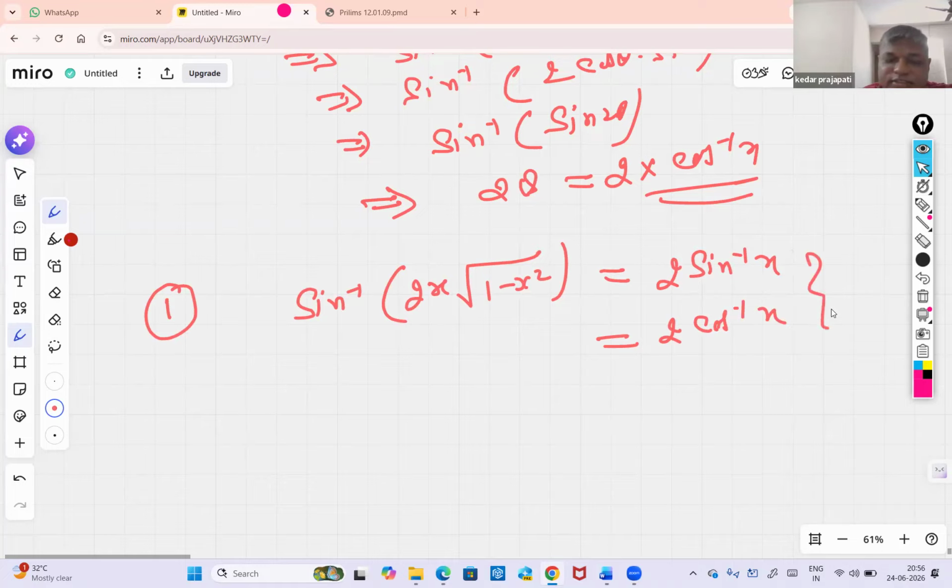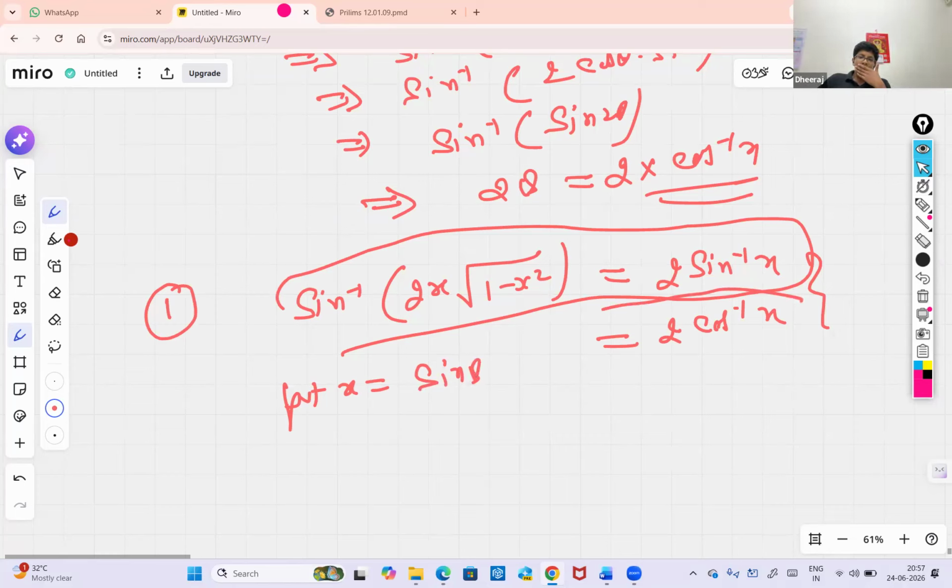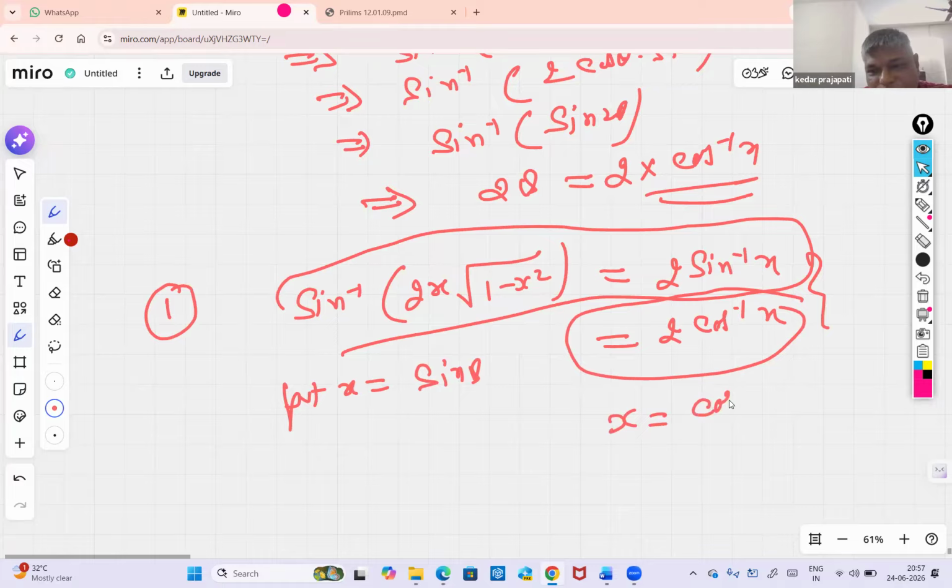Only thing you have to assume is, once they are asking this question, you will put x equal to sine theta. And when they are asking you to prove this, you'll be writing x equal to cos theta. Clear? So that was the trick.